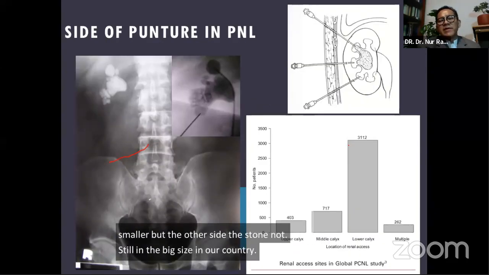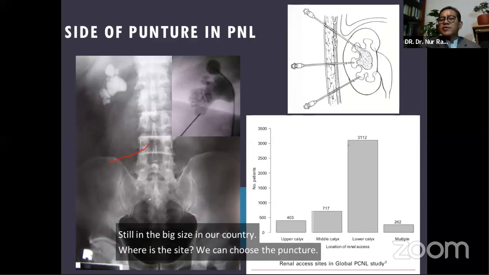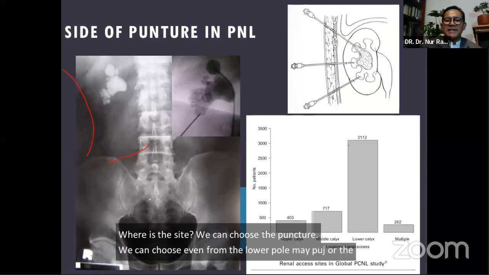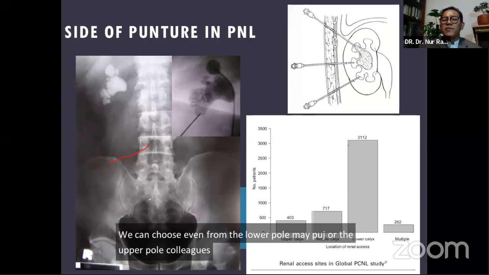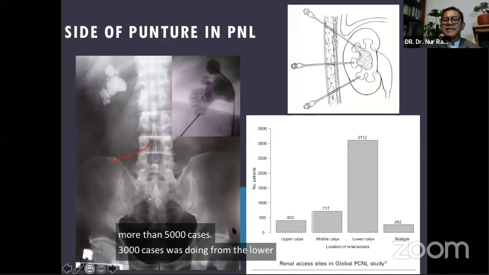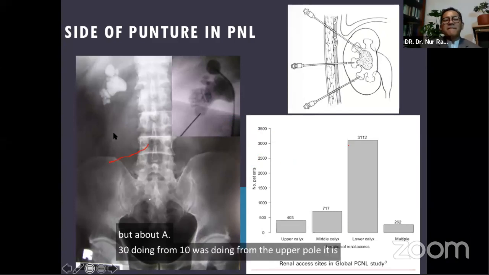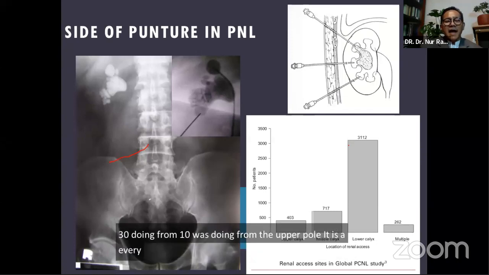Where is the site we can choose for the puncture? We can choose from the lower pole, mid pole, or the upper pole calyces. But from our study of more than 5,000 cases, 3,000 cases were done from the lower calyces, like in this case, and about 10% were done from the upper pole. Every puncture site has its own advantages.